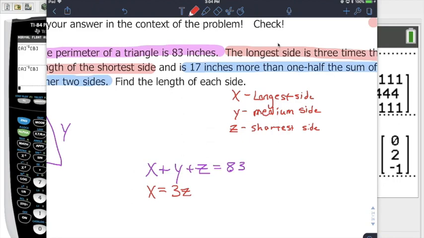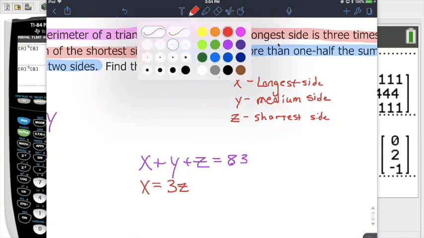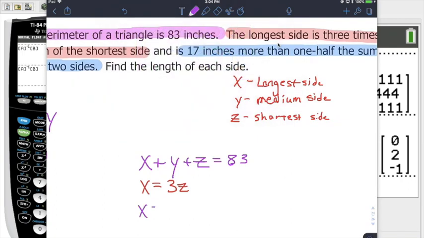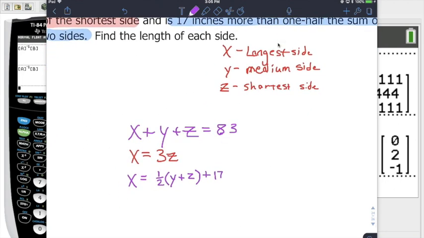Okay, and then the second situation: the longest side is 17 inches more than 1/2 the sum of the other two sides. So that's kind of weird. That's going to be the longest side, so x equals 17 inches more than 1/2 the sum. So the half the sum will be 1/2, and then the other two, y plus z. And then 17 more than that, so we'll do plus 17. Okay, and those will be your equations.